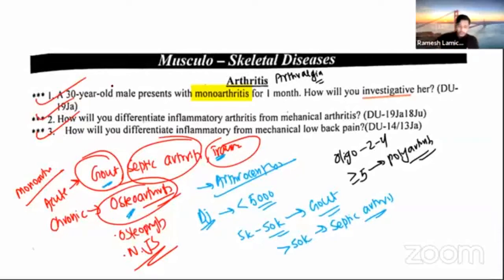And another thing is that inflammatory arthritis is usually associated with systemic features. Like in rheumatoid arthritis and SLE, there is a malar rash, discoid rash, and diffuse involvement of other organs also. So inflammatory arthritis is usually associated with what? It is associated with systemic features. So these are the differences between inflammatory and mechanical back pain.